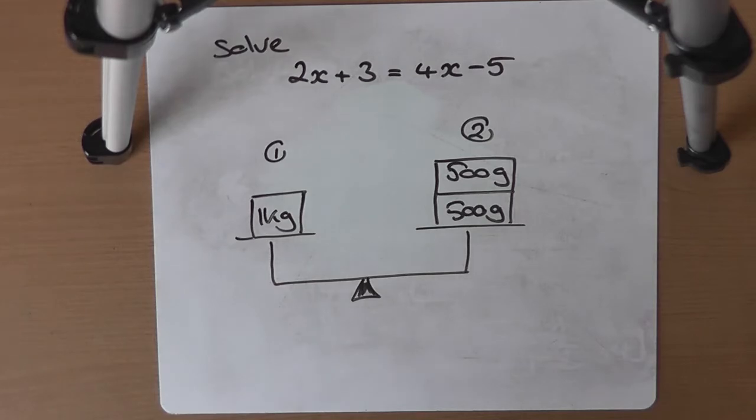But why on earth are we talking about scales, and what on earth does this have to do with the question that we're looking at, solve 2x + 3 = 4x - 5?